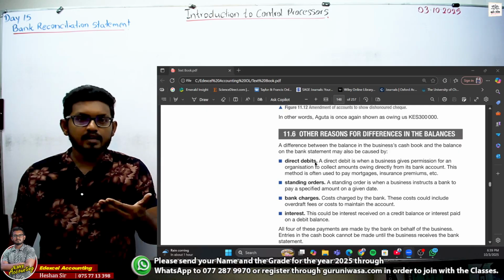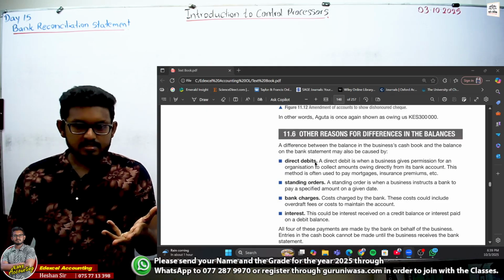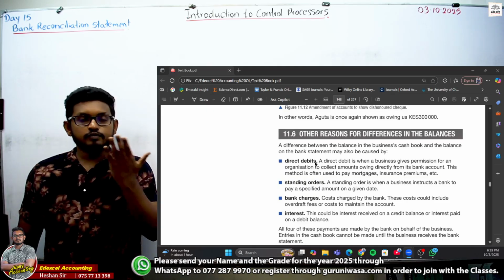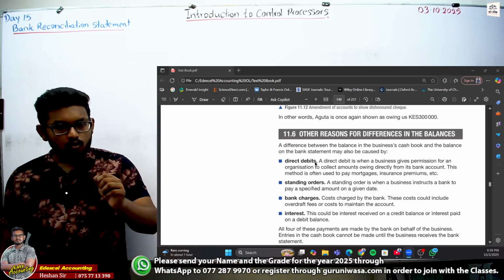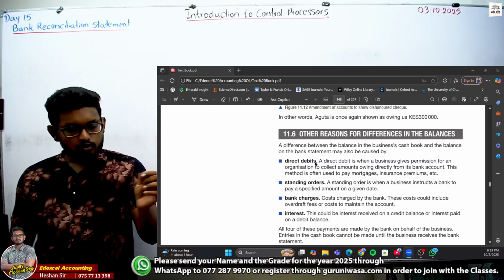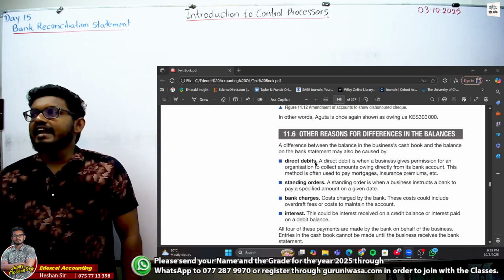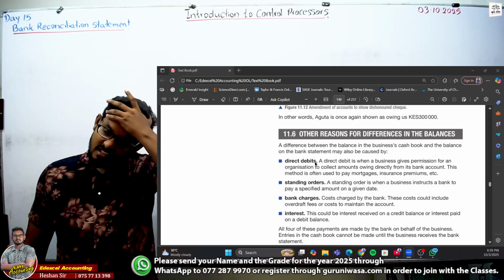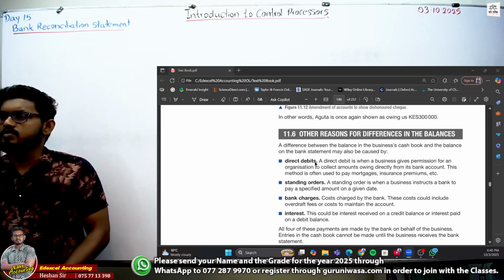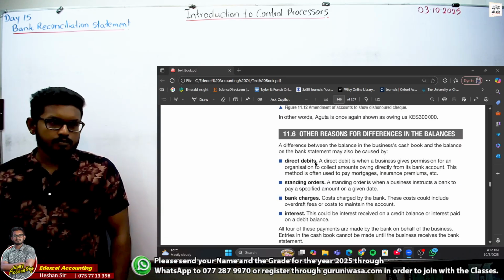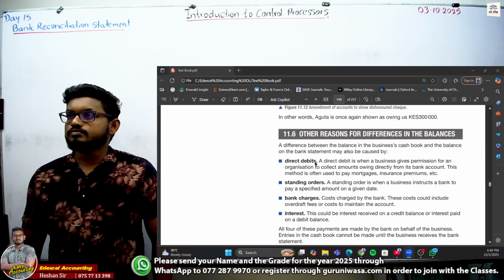Now sometimes we need to pay. Think about a loan. Once we obtain a loan, we need to pay at regular intervals, right? When you are obtaining a loan, you need to sign a bond, right? In that bond you can agree: from my account, every time deduct this amount. Standing order means when the business instructs the bank to pay a specific amount on a given date. So sometimes we give a written request to the bank to pay this amount.